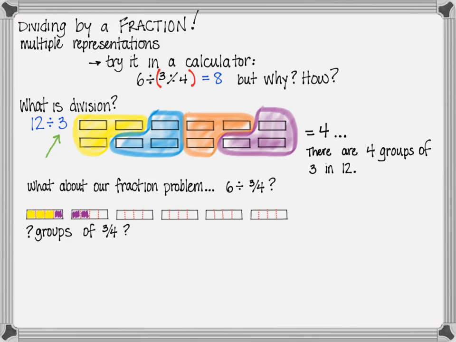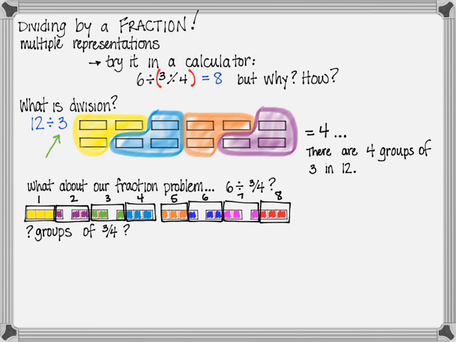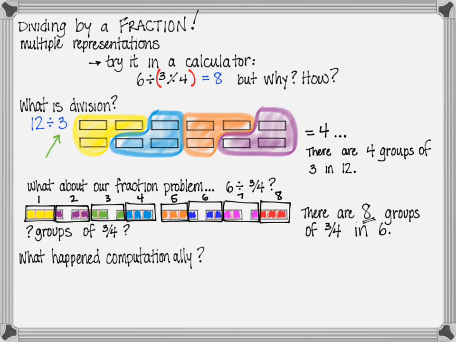So that's 3/4, 3 of the 4. That purple group, that's another 3 of the 4. Here's 3 of the 4 and 3 of the 4, 3 of the 4, 3 of the 4, and another 3 of the 4. So how many groups did we get of these 3/4? Well, we have 8 groups of 3/4. So that's what dividing by 3/4 is: we find all of those fourths and then find the groups that are 3 of those fourths, and we find out that we have 8 groups of 3/4 in 6.